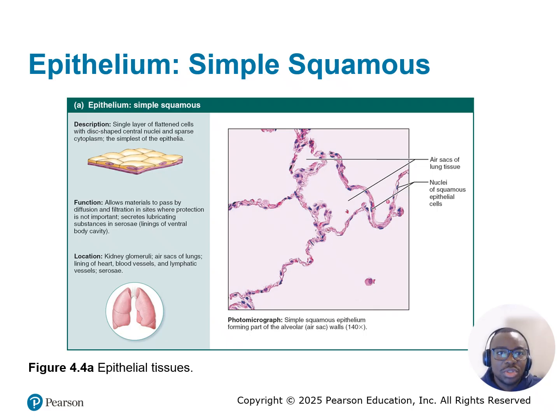In terms of function, they allow materials to pass by diffusion and filtration in sites where protection is not important. They also secrete lubricating substances in linings of ventral body cavities. They can be found in the kidney glomeruli, air sacs of the alveoli of the lungs, linings of the heart, blood vessels, and lymphatic vessels, as well as the serous membranes. The image here shows a simple squamous epithelium forming part of the alveolar walls of the lungs.